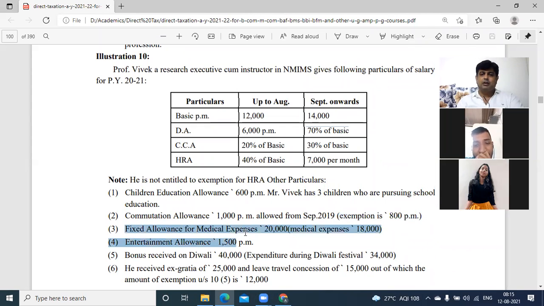Fixed medical allowance is fully taxable. Entertainment allowance is fully taxable. Again, he is not a government employee, so the question of 16(2) does not arise. But there are questions which we will be seeing later on, whereby we will compute 16(2) also. Don't worry.